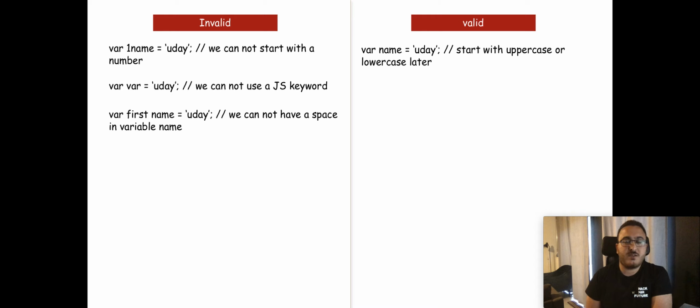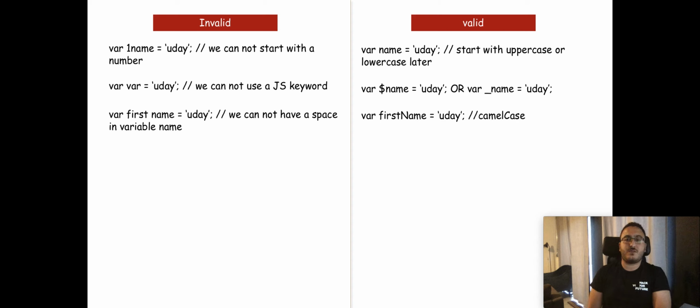Some valid ways to name variables: just have a simple word, starting with an uppercase or lowercase letter. We can start with a $ or an underscore. And we can also use camel case. So what does camel case mean? Well, since we cannot use spaces in JavaScript variable names, there is something called good practices. Good practices are a kind of agreement between developers about how to write code in a certain way so everybody can understand it.